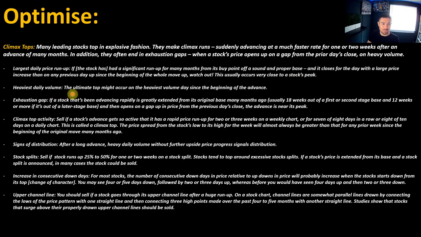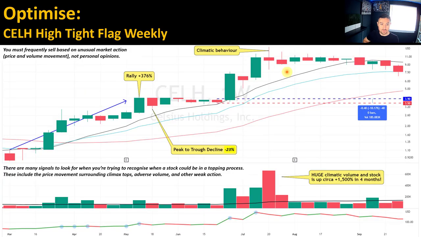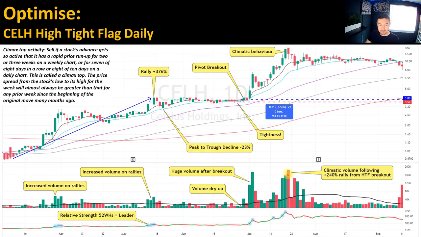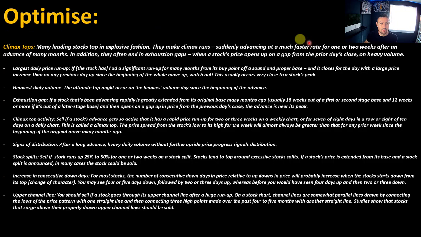Heaviest daily volume. The ultimate top might occur on the heaviest daily volume since the beginning of the move. So if we just go forward to Celsius here, see how it's pretty much the heaviest daily volume. And this is actually a gap up that opens on the high of the bar and then it starts selling off like this. And look at the volume coming through, and it's the context. Look how extended the stock is. Now we'll talk about, when we get onto this slide, potentially going lower the bar, lower the bar, lower the bar as well to navigate that.